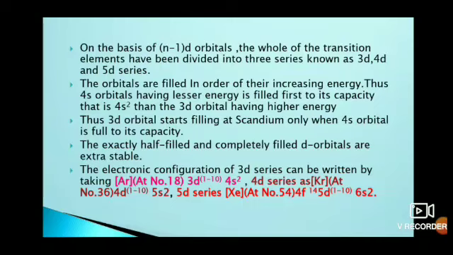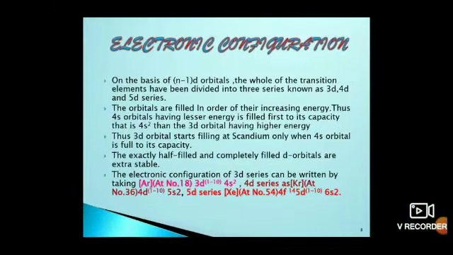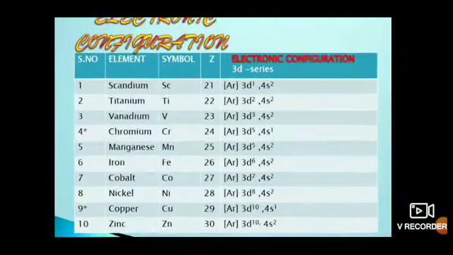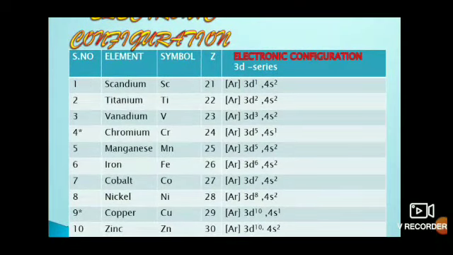Here 4f orbitals are completely filled, so we have to write 4f14, then 5d 1 to 10 and 6s2. So this is how we have to write the electronic configuration of the three series that are included in the d block elements. So coming to 3d series, we have scandium. It starts with scandium 21 with argon 18 and 4s2 and 3d1, so total 21.